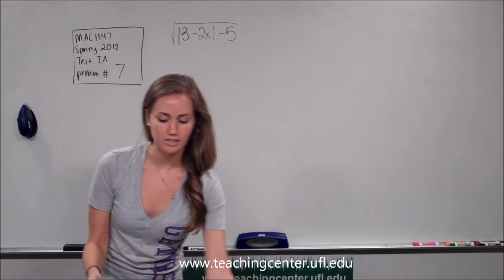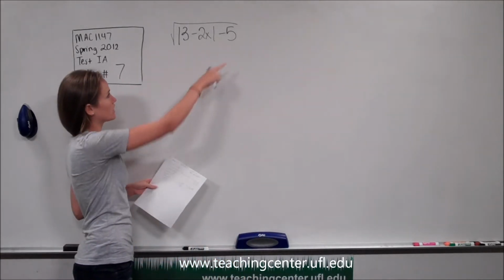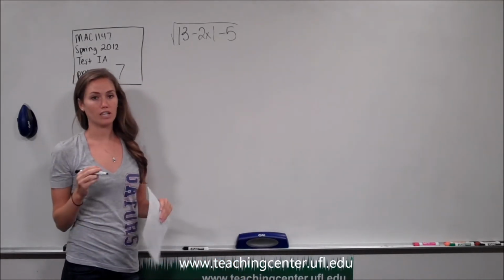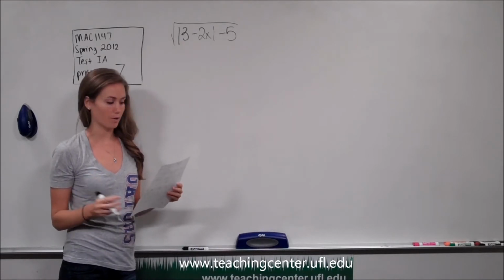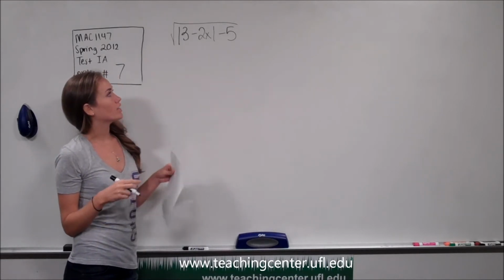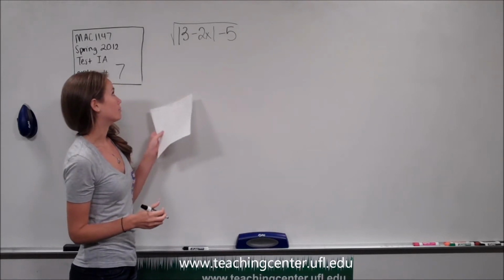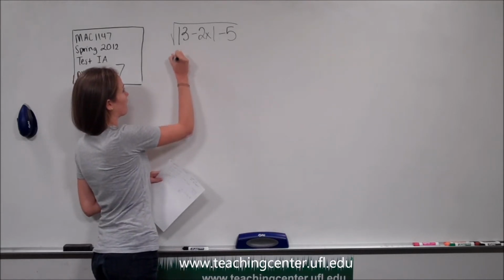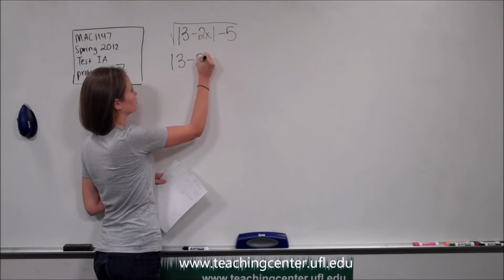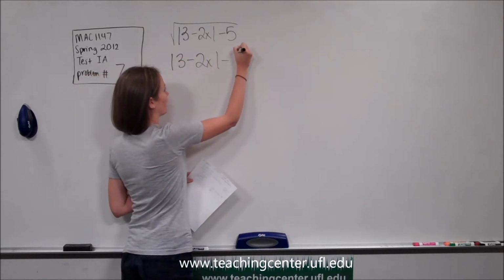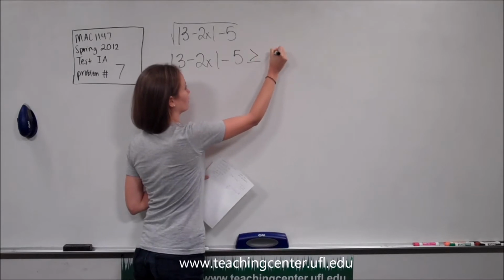Okay, so for the domain, all we have to worry about is that it's under a square root. And we know that you can't take the square root of a negative number. So that means whatever is underneath the square root has to be greater than or equal to 0. So we have the absolute value of 3 minus 2x, minus 5, has to be greater than or equal to 0.